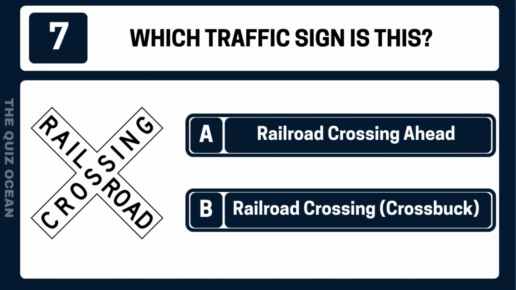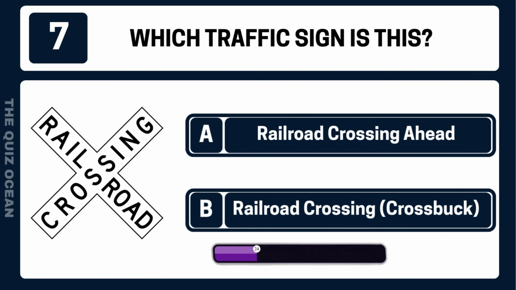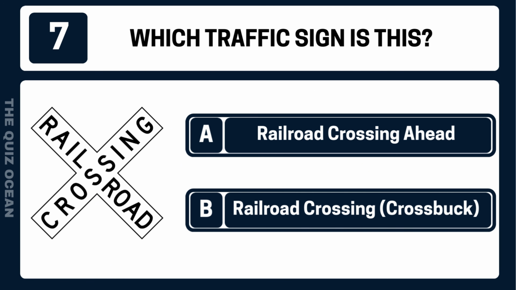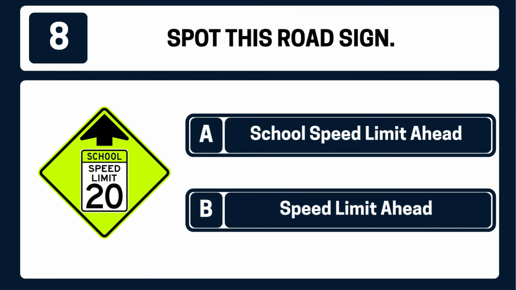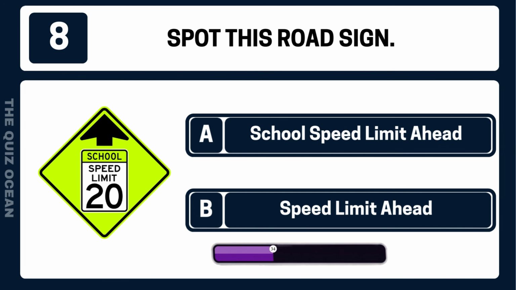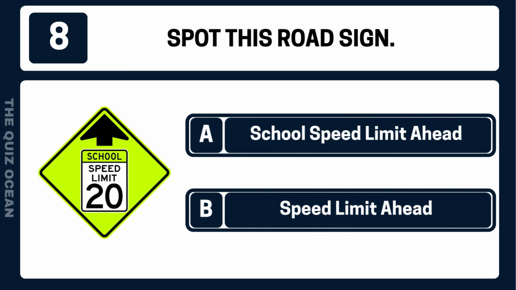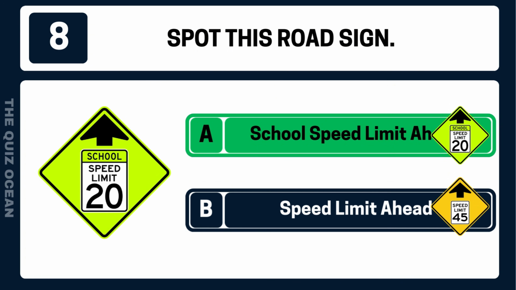Question 7. Which traffic sign is this? A. Railroad crossing ahead. B. Railroad crossing crossbuck. The answer is B. Railroad crossing crossbuck. Question 8. Spot this road sign. A. School speed limit ahead. B. Speed limit ahead. The answer is A. School speed limit ahead.